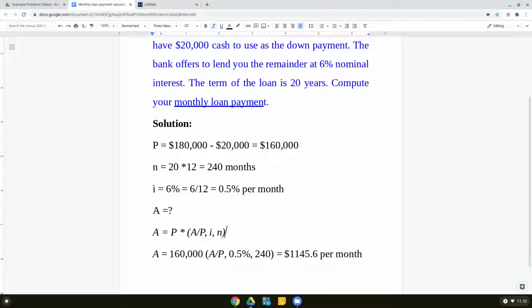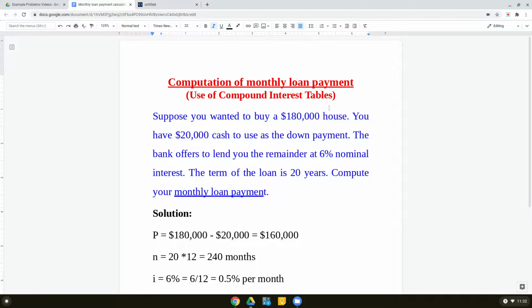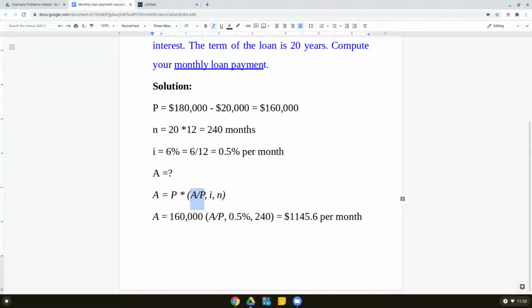So that's the simple formula while using the compound interest tables. And this formula remains the same for calculating different things. Only the factor changes, and this is true about all compound interest table applications. So if A is given and you want to calculate P, then P goes here, A goes on the right hand side, and the factor becomes P given A, because now A is given and you want to calculate P, so you need to multiply that A by the P given A factor.